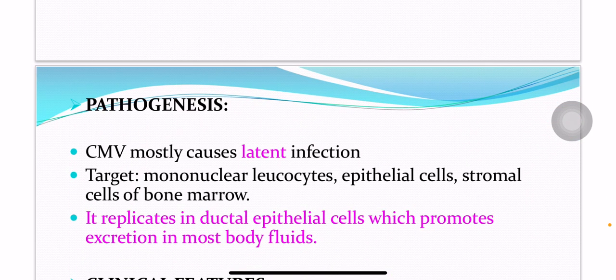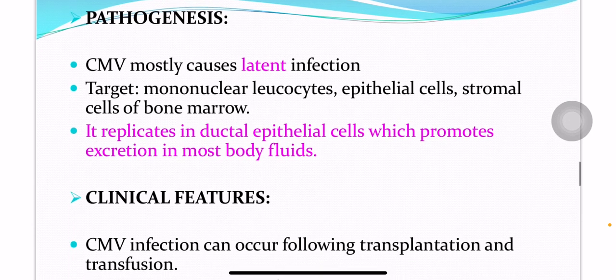Pathogenesis of cytomegalovirus. Cytomegalovirus infection mostly occurs as a latent infection, and the target sites are mononuclear leukocytes, epithelial cells, and stromal cells of bone marrow. It replicates in the ductal epithelial cells, which promotes excretion in most body fluids.